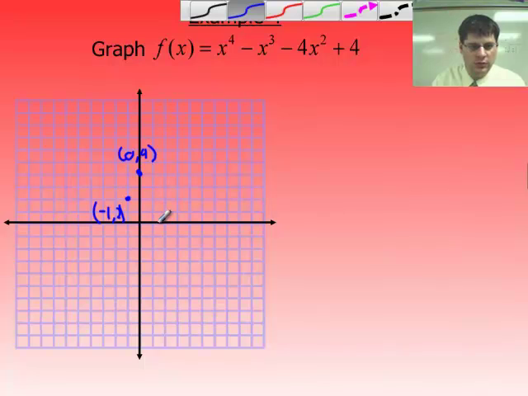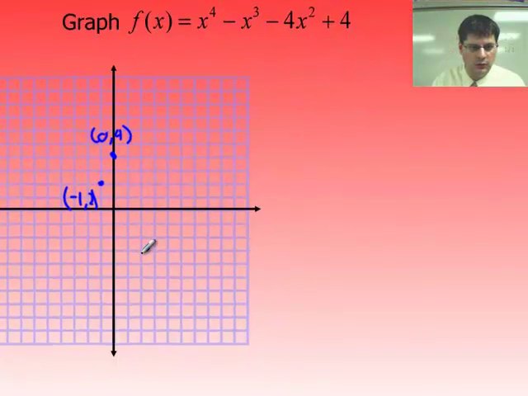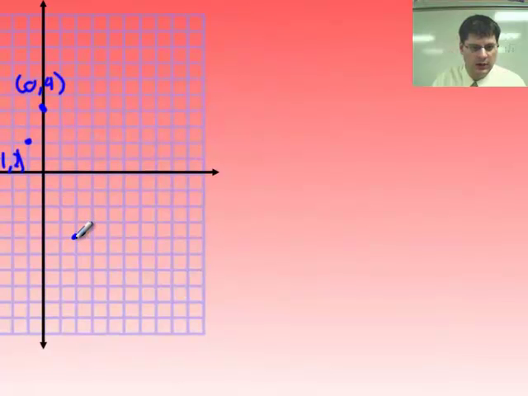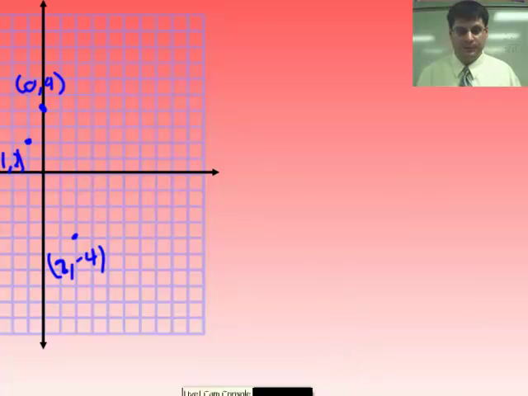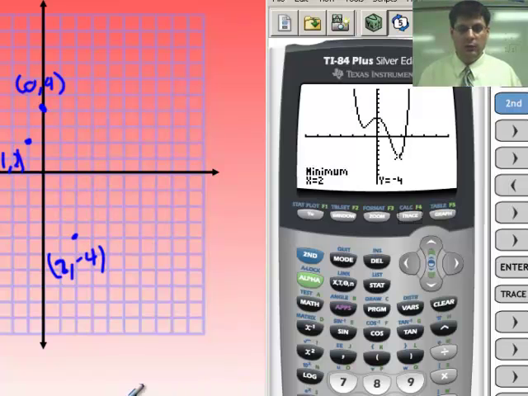So 2, -4. So right here, and I'll label that 2, -4. So be sure you label all your local minimums and local maximums. I will be looking for that.